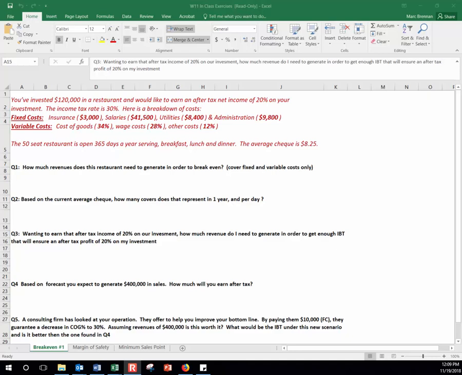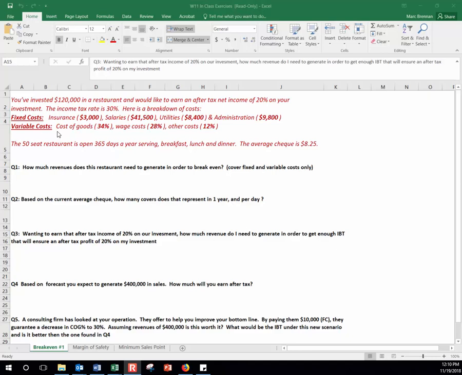For what we were going to cover in class, we're looking at break-even, margin of safety, and minimum sales point. When we complete a break-even analysis, we're really trying to find out at which point, revenue-wise and unit-wise, we're basically going to start making money and not lose money. So we're going to start making a profit, not a loss. That's what we do when we complete a break-even analysis.